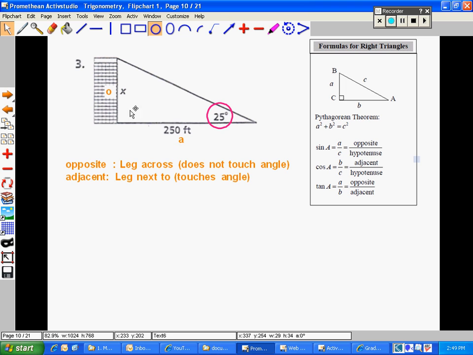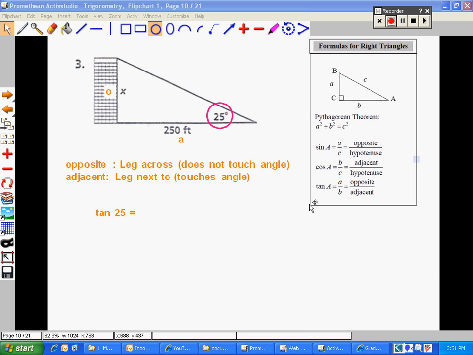Now that we've determined which sides are which, we use our formula sheet for two reasons. Number one, decide which trig function we need to use. We're given the opposite and the adjacent side. That means we use tangent. Tangent has opposite and adjacent. So I'm going to set up my equation. Tangent 25 equals.